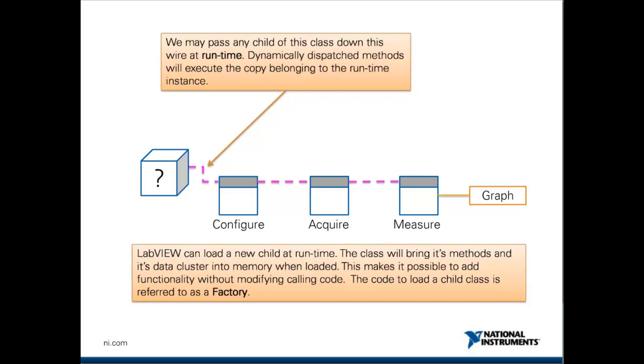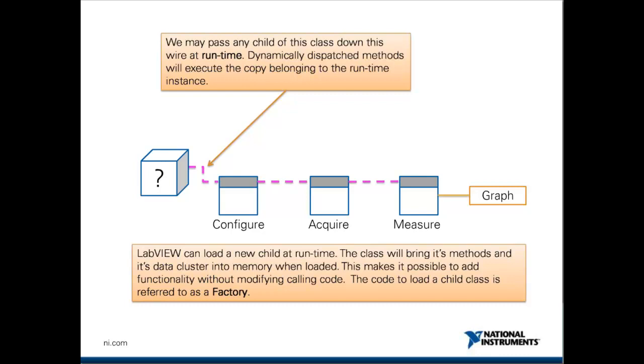However, if you want a plugin architecture, we can actually leverage this concept to, at runtime, pass an arbitrary child of a common class along this wire. And as long as the interface is common to this particular object at runtime, that object can then define its own implementation of these interfaces, or if it doesn't, it can opt to use the interface of the parent.